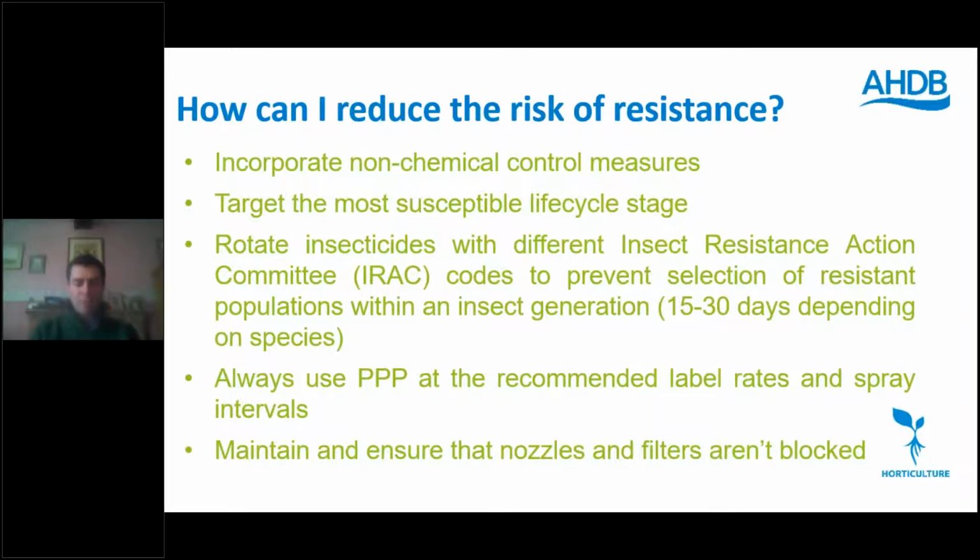Always use plant protection products at the recommended rates. Don't be tempted to cut the rate, because that will increase the resistance risk, and ensure that nozzles and filters are not blocked and sprayers are performing as they should. Next slide.